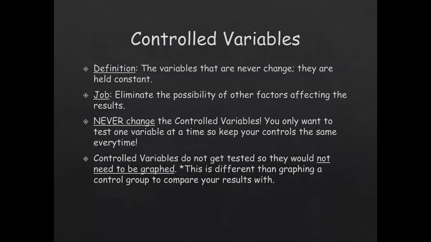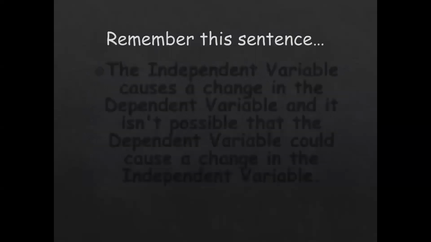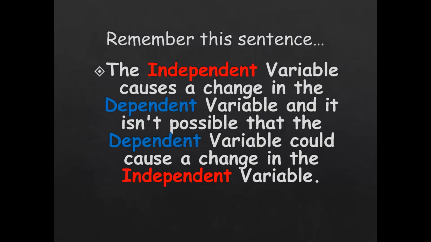Right? So these do not get graphed, right? They don't get tested, so they don't get graphed. This is different than if you had a control group and an experimental group where you were comparing your groups in, say, a bar graph. All right, so let's try to make an easy way to remember this. The independent variable causes a change in the dependent variable, and it isn't possible that the dependent variable could cause a change in the independent variable.